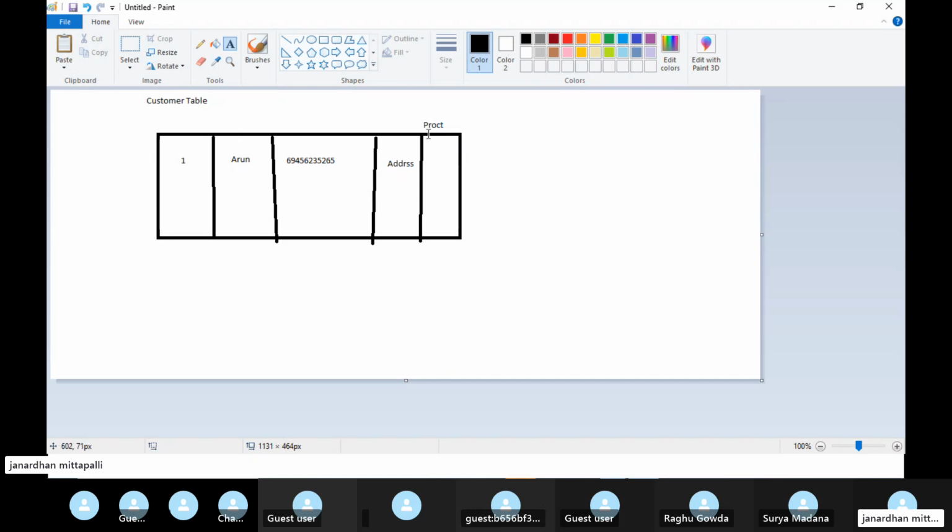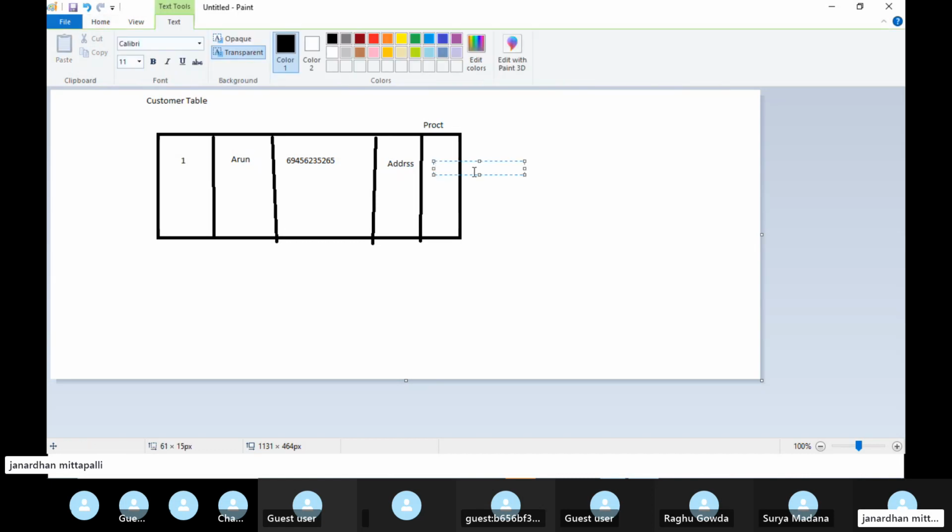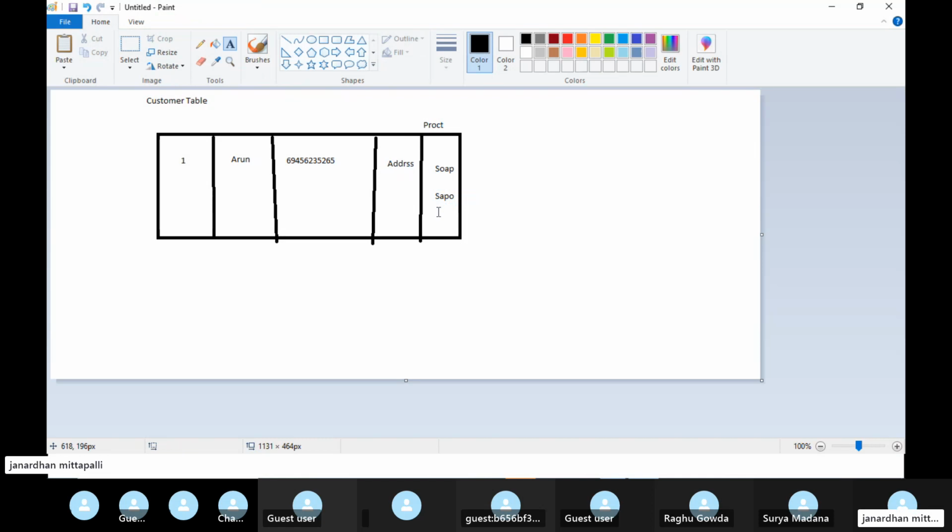Data redundancy will happen. Redundancy means data duplication. Let's see, Mr. Arun went to the store and bought different products. Let me add a few. Let me add another one, like how he bought other products also.